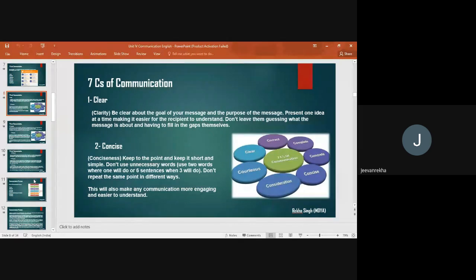Conciseness: keep to the point and keep it short and simple. I discussed yesterday that a short and simple message should be there. Don't use unnecessary words. Why am I saying unnecessary words should not be there in your message and your communication? What does it mean? Anyone? See, communication is a part of your personality also, right? Unnecessary words create what? Confusion. Unnecessary words can create conflict, fight, and can bring down your personality, right? No unnecessary word should be there.